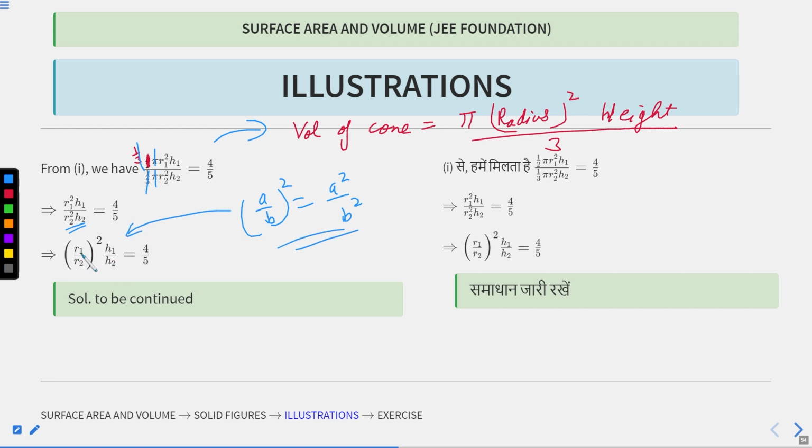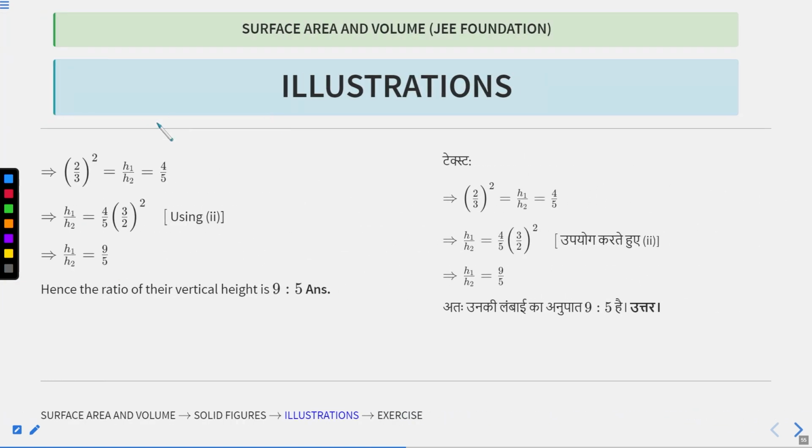Now we know R1 by R2 is 2 upon 3. I just plugged the value and solved it. So this will be a multiply sign. Now I'll get 2 by 3 whole square times H1 by H2, which is equal to 4 upon 5.